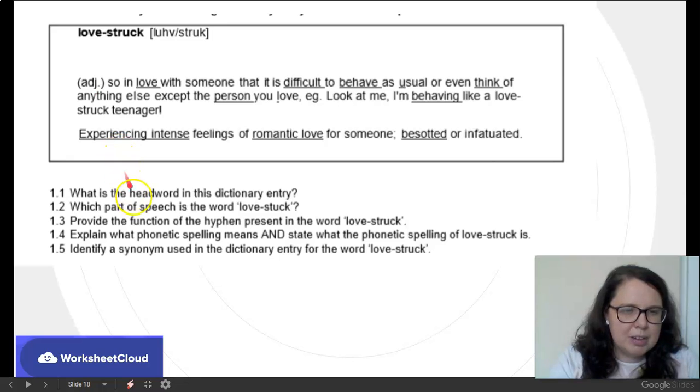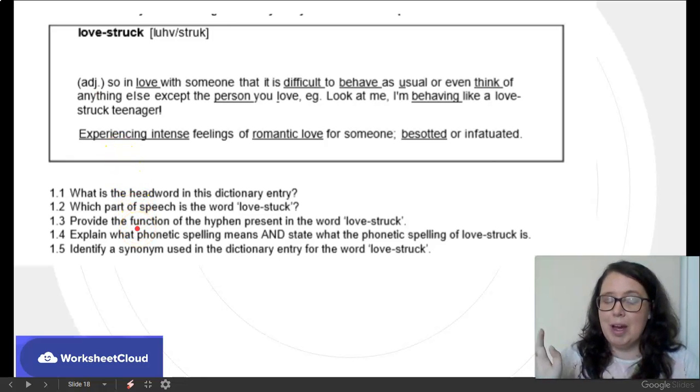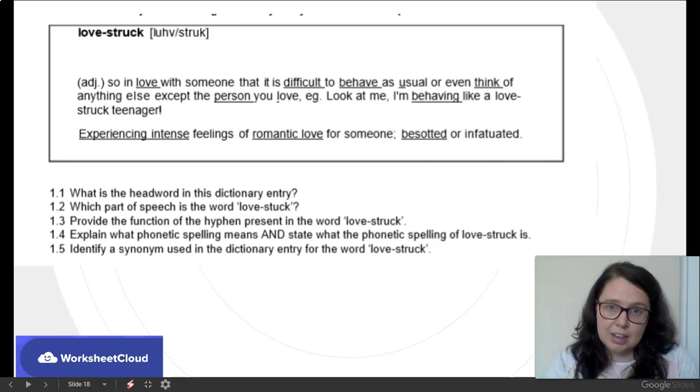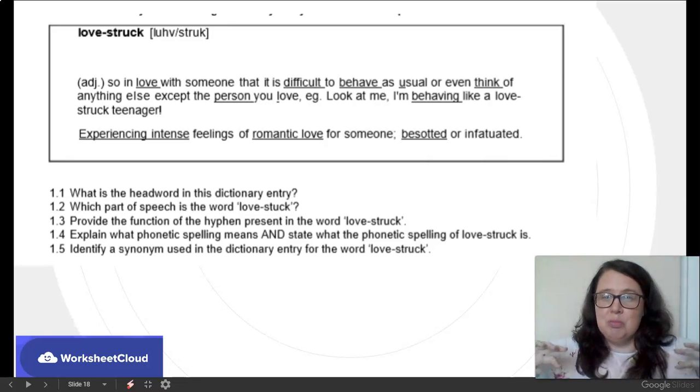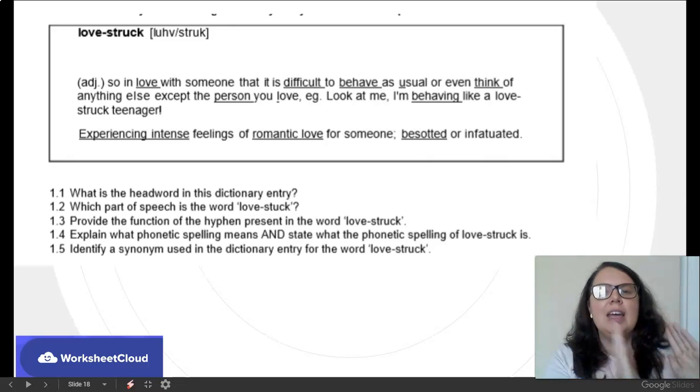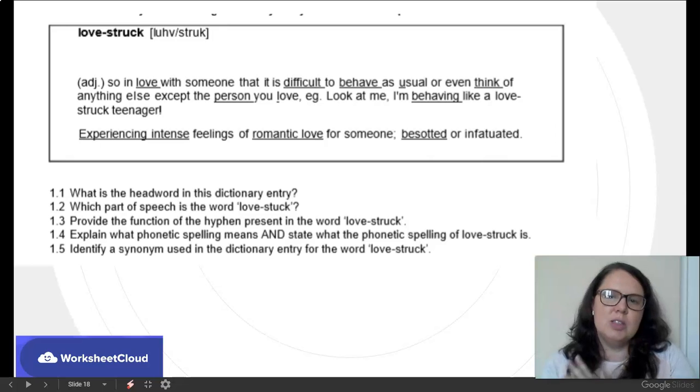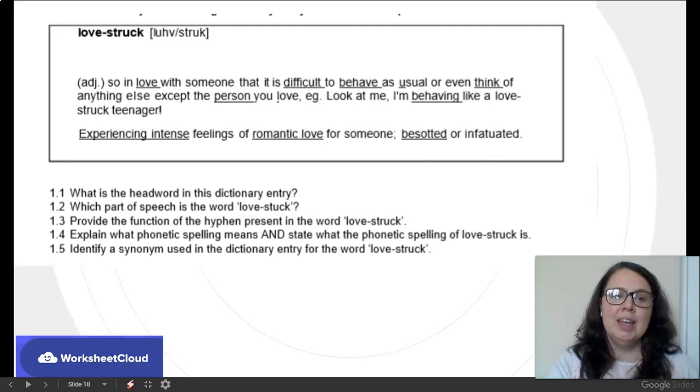Then 1.3, bit of a sneaky language question or punctuation question thrown in here. Provide the function of the hyphen in love struck. Now, guys, if you don't remember anything, but this is all you remember, by all means, it is to form a compound. In this case, it would be adjective. All right, so please remember hyphens form compound, and then you choose your part of speech. It forms a compound adjective.